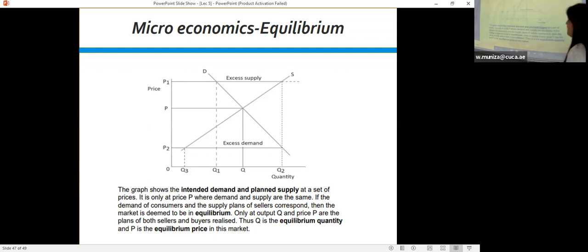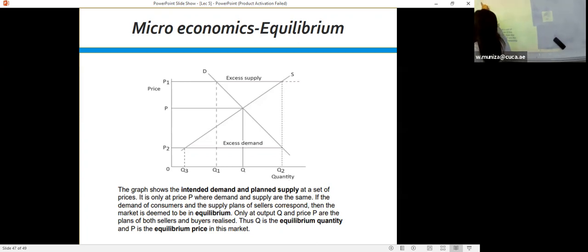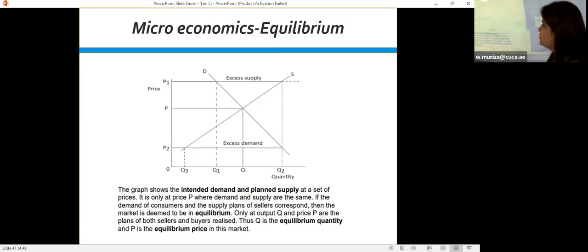So they say the graph shows the intended demand and the planned supply at the set of the prices, and it is only at price P where demand and supply are the same. So this is the point where the demand and supply are the same. Got it? If the demand of the consumers and the supply plans of the sellers correspond, then the market is deemed to be in equilibrium.